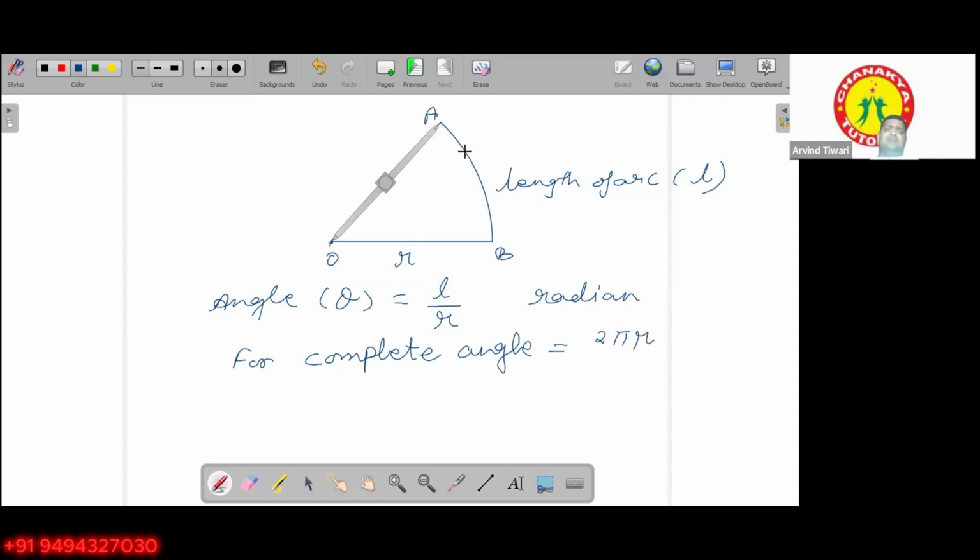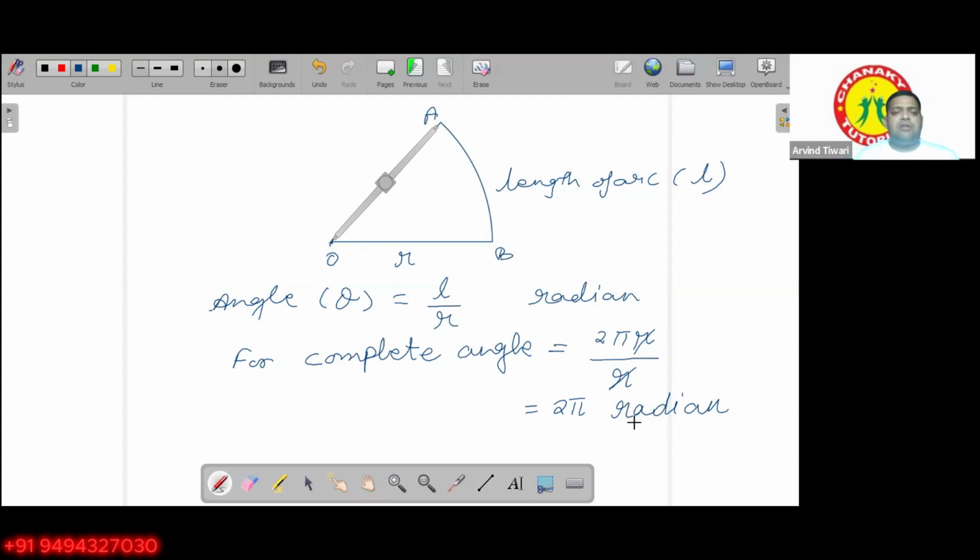Am I correct here? If you complete one round, the length of the arc becomes 2 pi r, which is the circumference of the circle, right? And if you divide this by the radius r, you get the value 2 pi. This value 2 pi is your 2 pi radian. So one complete angle in radian is equal to 2 pi radians.